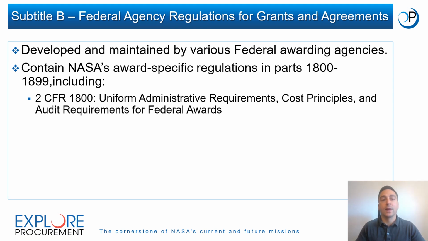The regulations in Title II, Subtitle B, are developed and maintained by various federal awarding agencies. NASA's award-specific regulations can be found in Title II, Subtitle B, Parts 1800 through 1899. This section will discuss NASA regulations that appear in Subtitle B, Part 1800.